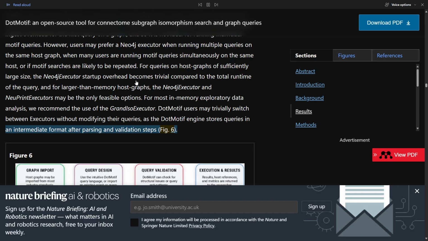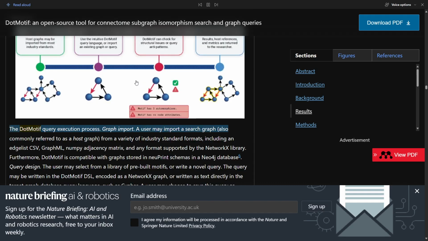Figure 6. The DotMotif query execution process. Graph import. A user may import a search graph, also commonly referred to as a host graph, from a variety of industry standard formats, including an edgelist CSV, GraphML, NumPy adjacency matrix, and any format supported by the NetworkX library. Furthermore, DotMotif is compatible with graphs stored in Neuprint schemas in a Neo4j database.